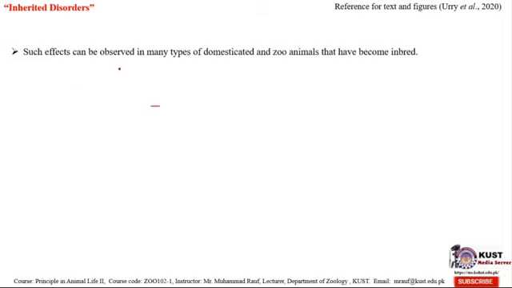Such effects can be observed in many types of domesticated and zoo animals that have become inbred. So not only in humans but also in animals. When the animals in a specific small population breed continuously with one another, it gives rise to inbreeding depression and the loss of hybrid vigor, and the progeny becomes genetically weaker and weaker with successive generations.